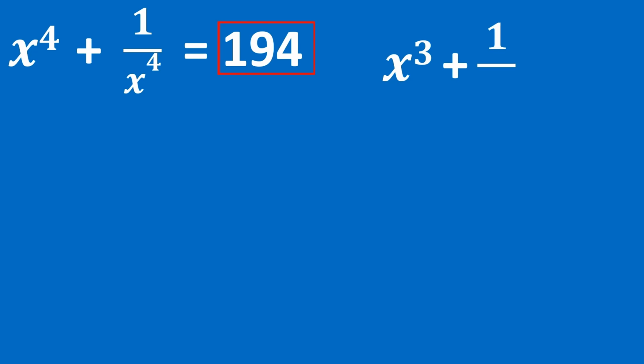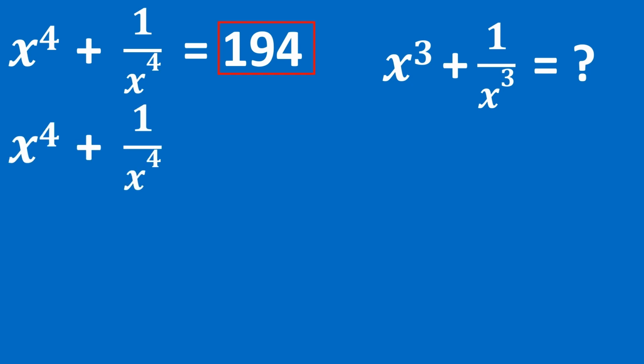So what we will simply be doing is solving a question. We'll be solving an example where we have x raised to the power 4 plus 1 over x raised to the power 4 equal to 194. And from that expression, we are meant to find out what x raised to the power 3 plus 1 over x raised to the power 3 is.